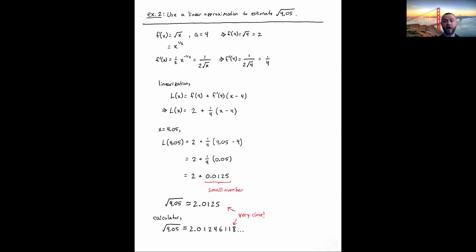All right, that's how we use linearizations to approximate certain values. You're going to build upon this in your Calc 2 course. And as you continue in your science and engineering courses, you'll see this idea of a linearization used in several other places.